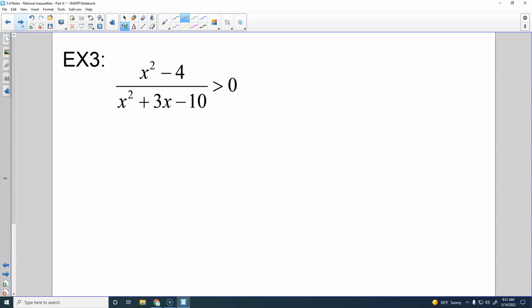All right, so let's try another one. So this one, everything is moved to one side. We have a common denominator because we don't have any plus or minus signs in between fractions, but it's not factored. So we do need to factor it first. So, Reese, how do we factor that numerator? Very good.